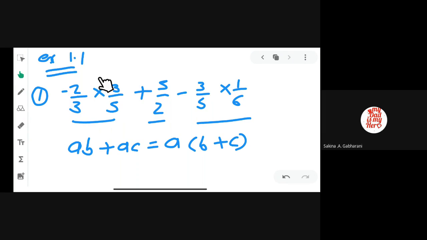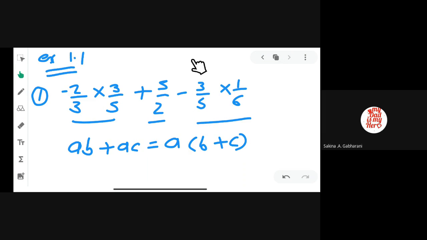Now you can see the first term, minus 2 by 3 into 3 by 5, and the last term, minus 3 by 5 into 1 by 6, in which you can see 3 by 5 will be common, and it is A. Yes or no? Yes. So if you want to use the distributive property, first we are changing the position of the terms. The second term, 5 by 2, we are taking as the third term, and this third term, minus 3 by 5 into 1 by 6, we are taking in the second position.